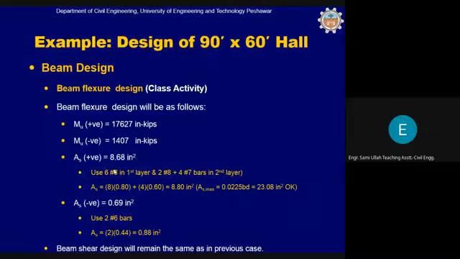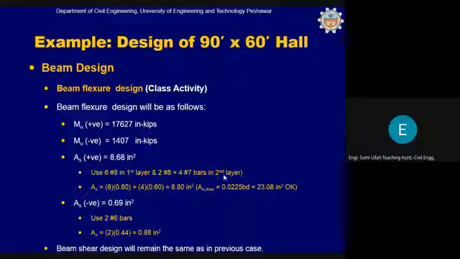So what we have done is that we are using 6 number 8 in first layer and 2 number 8 at the corners in the second layer, plus 4 number 7 bars in the second layer. So these 4 number 7 bars have been introduced instead of 4 number 8 bars. This is the only difference in the positive reinforcement.